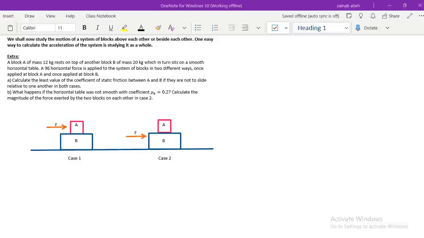So they are not going to slide as I'm pushing. The force is exerted on A in case 1 or the force is exerted on B in case 2. All the system is moving together, but A and B are not sliding with respect to each other. A and B are at rest with respect to each other.